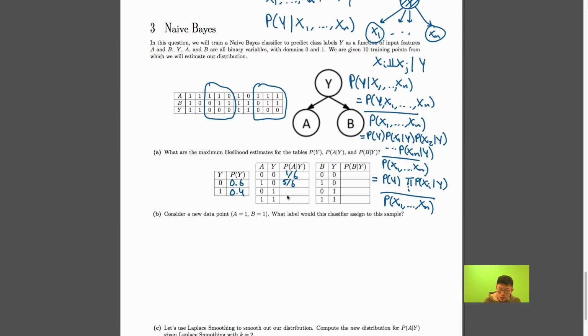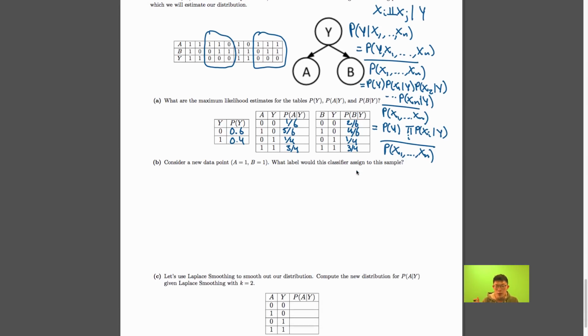And similarly for here, this is going to be 3/4, and this is going to be 1/4. And looking at these, we are going to have 4/6, 2/6. And here we are going to have 3/4 and 1/4. So that part's pretty easy.